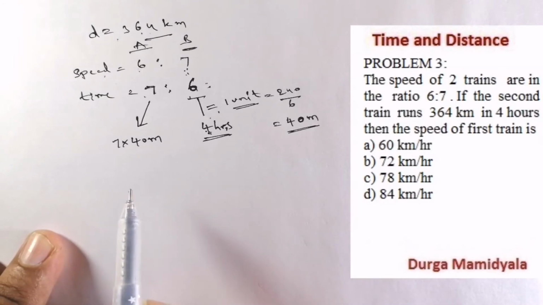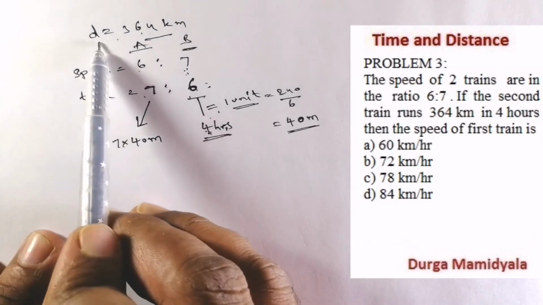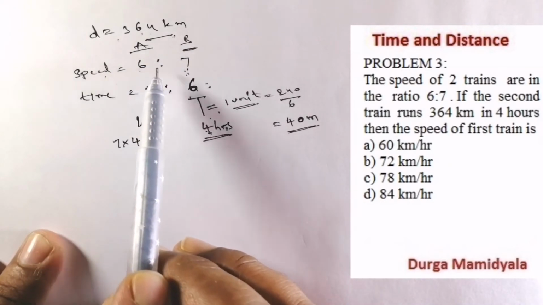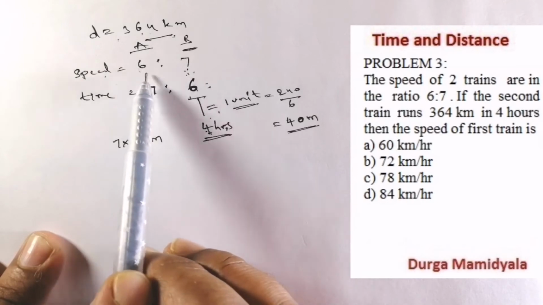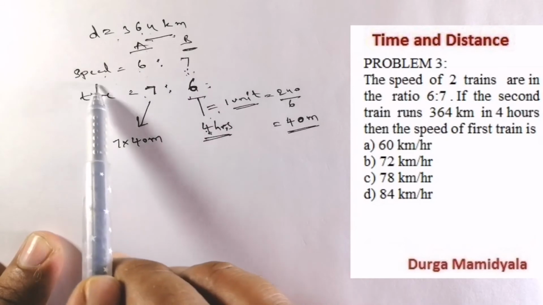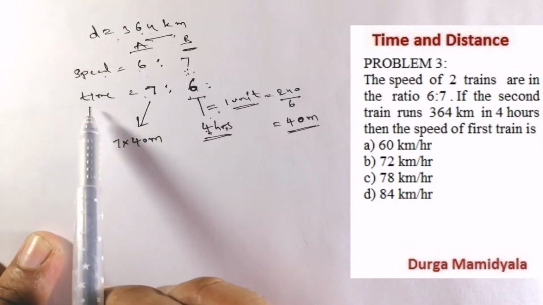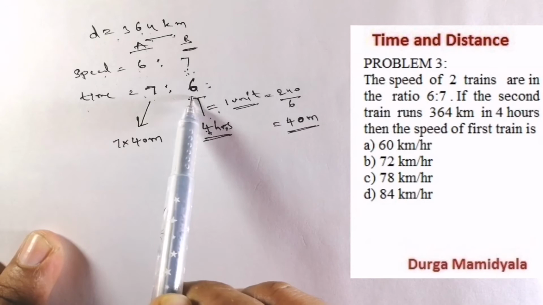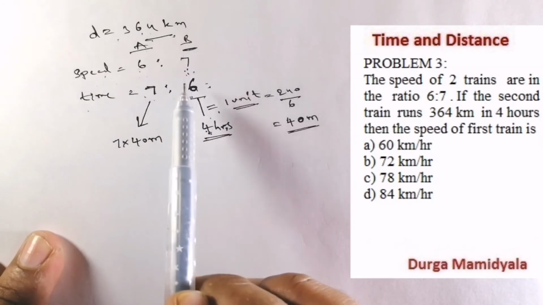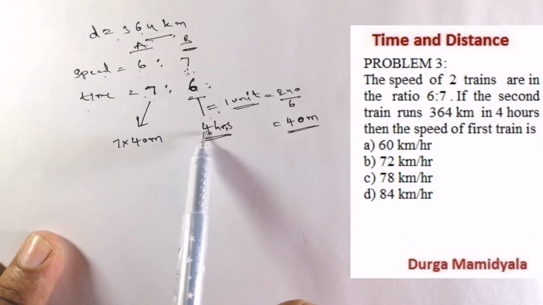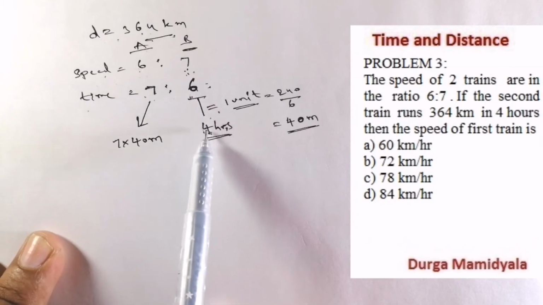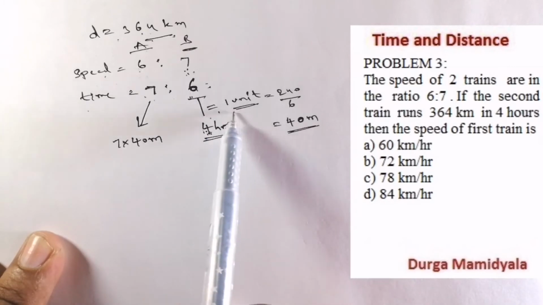See here. We are given that the distance is 364 kilometers, right? And we are given the speed ratio, that is 6:7. So we know that when they are traveling the same distance, the distance is constant, so if the speed ratio is 6:7, then the time ratio will be 7:6, right? Also, the question says that B is going to take 4 hours to complete this distance. So B, that is 6 units, is equal to 4 hours.